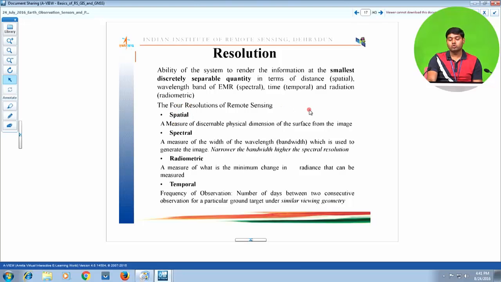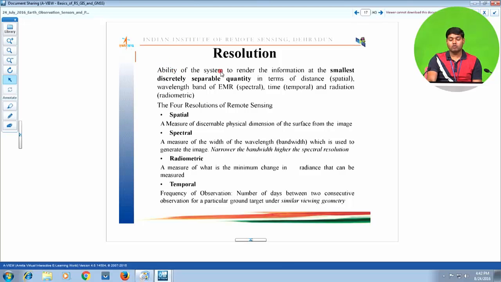And as I told you, in a whisk broom or push broom scanner, for different bands you have different detectors. That is dependent on your spectral resolution, meaning the electromagnetic spectrum. Then coming to time, suppose you are acquiring data for the same area, that is your temporal resolution. So let me tell you what resolution is.